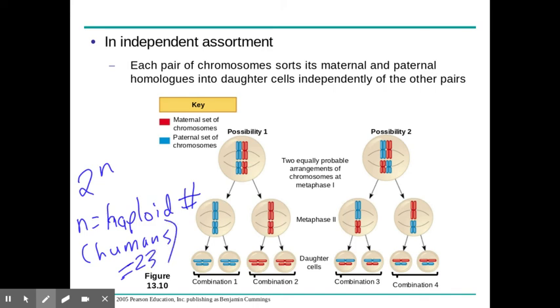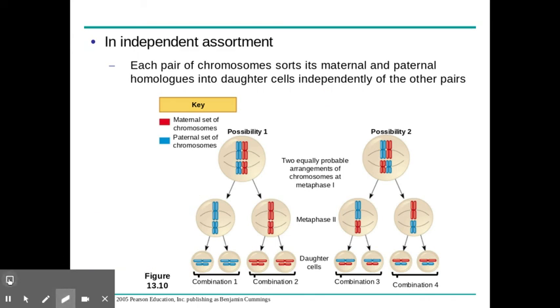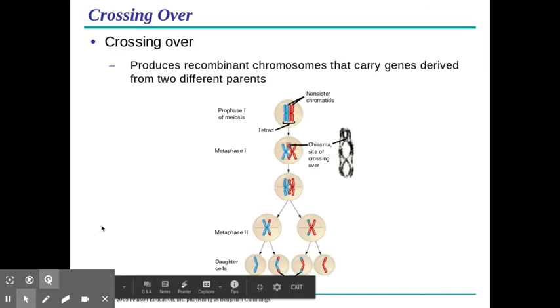23. Okay, so how did I get that 8 million? Well, it's 2 to the 23rd power. It's not 8 million exactly, but it's more than 8 million combinations of chromosomes. So just by this alone, that 50-50 orientation, which again doesn't seem like that big of a deal, we created over 8 million different combinations. So pretty crazy to think about, and that's just the first one.